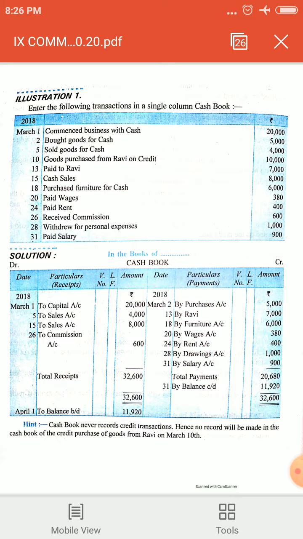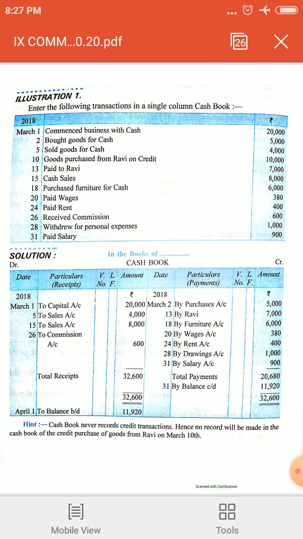Again, bought goods for cash, means purchase goods with cash, 5,000. So the entry will be purchase account debit to cash. So purchase is debited and cash will be credited. The second part we are not entering in the cash book. We will only enter the part which is related with the cash book. So by purchases will be written.